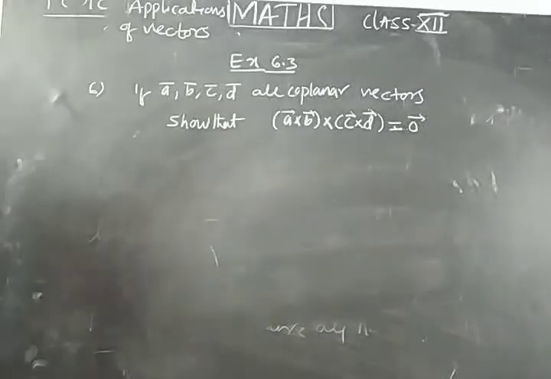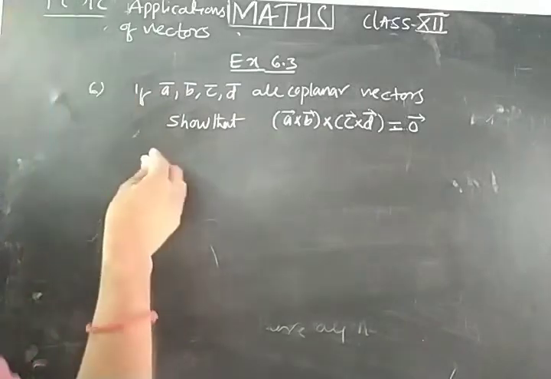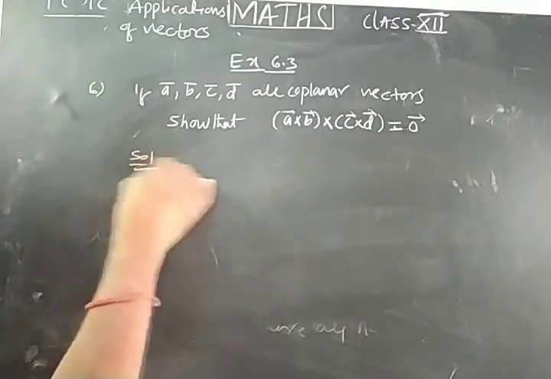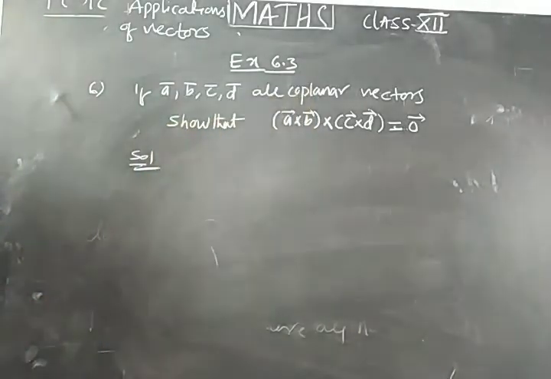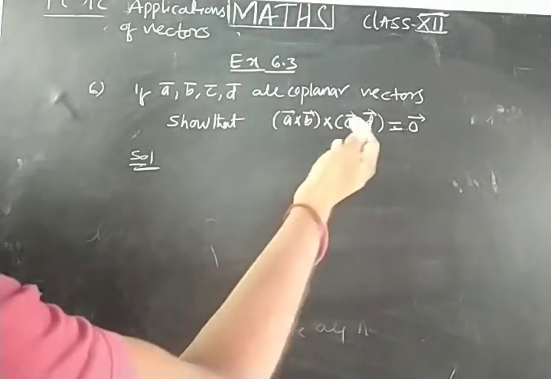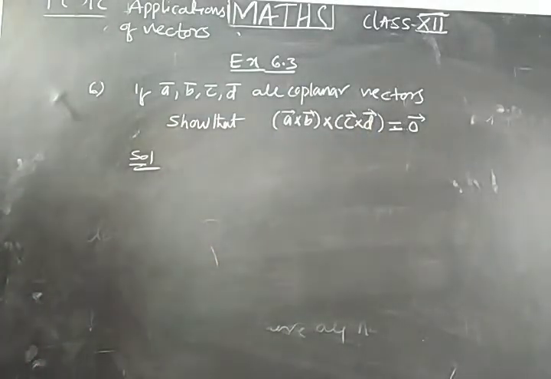Good afternoon, students. Today we are going to solve exercise 6.3, sixth problem. Let's see what is given. A, B, C, D are coplanar vectors. Then we have to show that (A cross B) cross (C cross D) is equal to the zero vector.